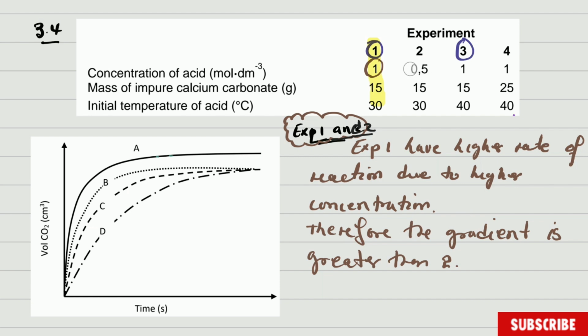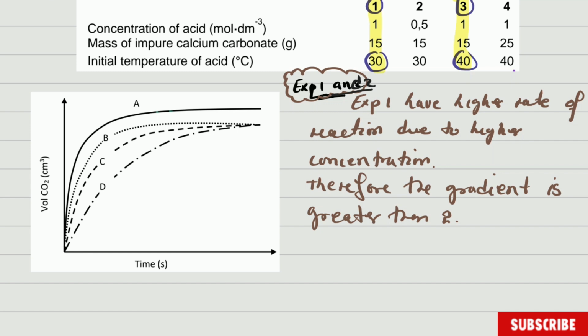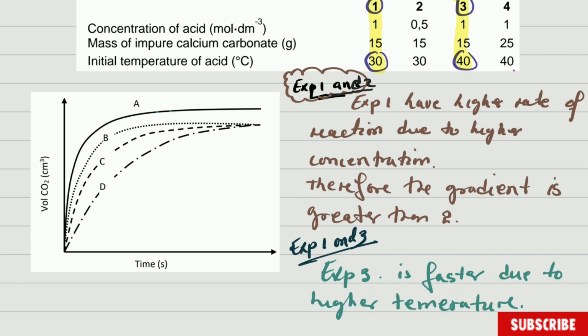Let's remove this one here. Now in experiment 1 and 3, what is changed there? The concentration is the same, the mass of impure calcium carbonate is the same, the initial temperature of the acid is changed. So that means now we're comparing experiment 1 and 3. We can say that experiment 3 is faster due to higher temperature. Remember, we're comparing with experiment 1.